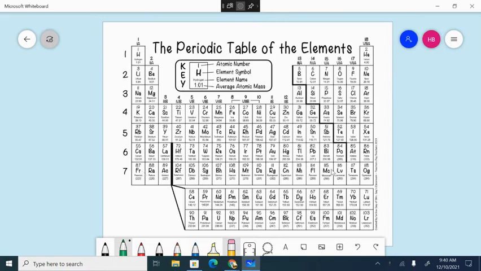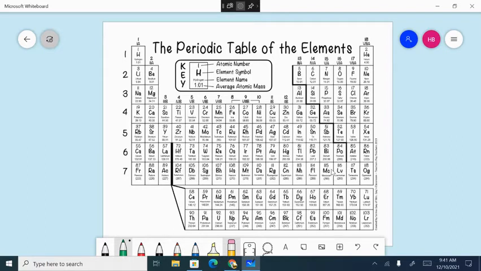We're going to start at the very beginning and review the periodic table of the elements. So if you want your periodic table to look at, that would be helpful. So today we're just going to review how to read the periodic table of the elements, what each and every piece and part of this means to us, and what it tells us.